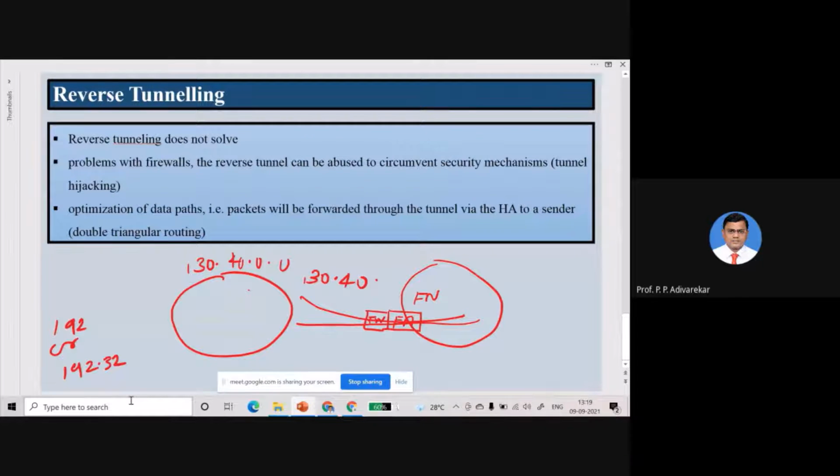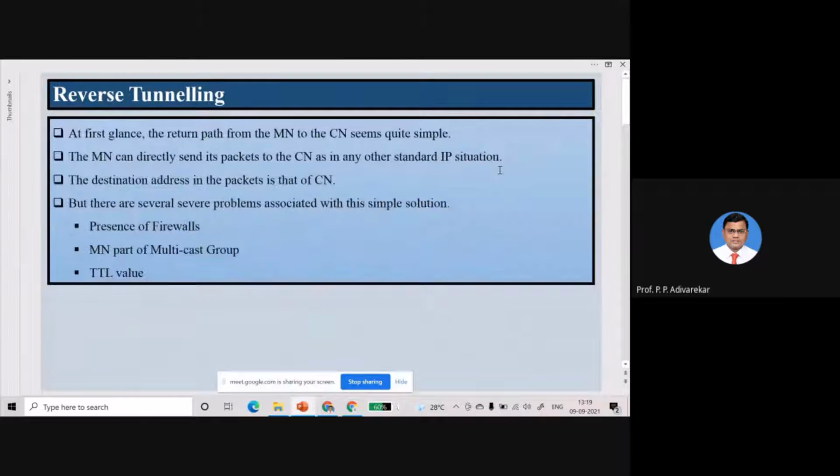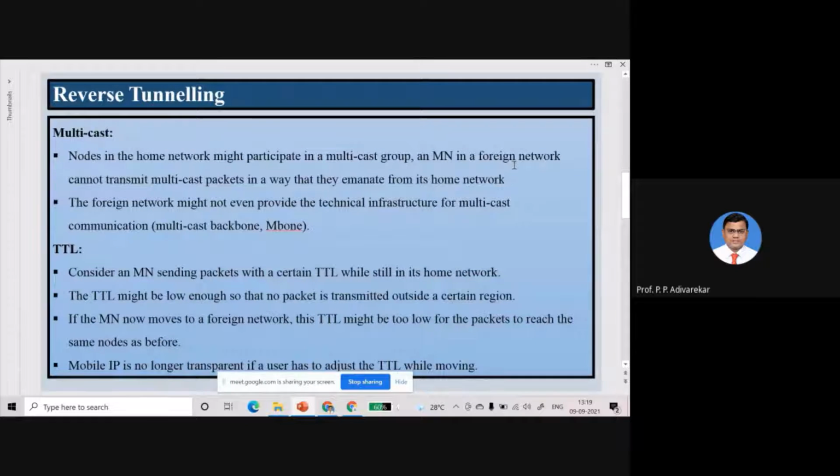Then there will be another problem. The second problem is multicast.